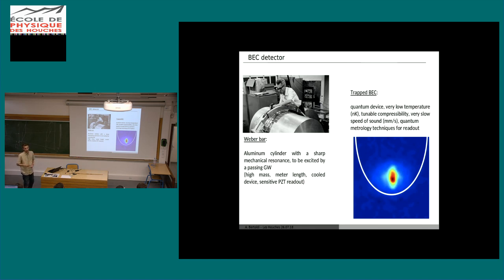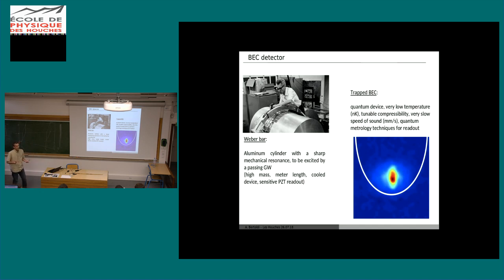What are the features of a Weber bar? There is a high mass, they are meter length, they are cooled to, I think, liquid nitrogen nowadays, or I don't know exactly, and then there is a sensitive piezoelectric readout. The speed of sound here is of the order of a few hundred meters per second, which gives, on the meter length scale, a few kilohertz resonance. So the peak sensitivity, the resonance sensitivity, is at the kilohertz level.